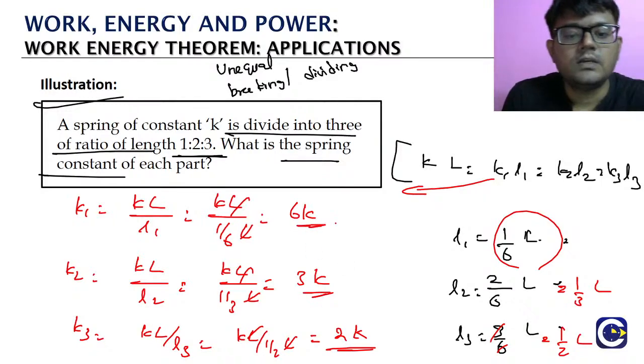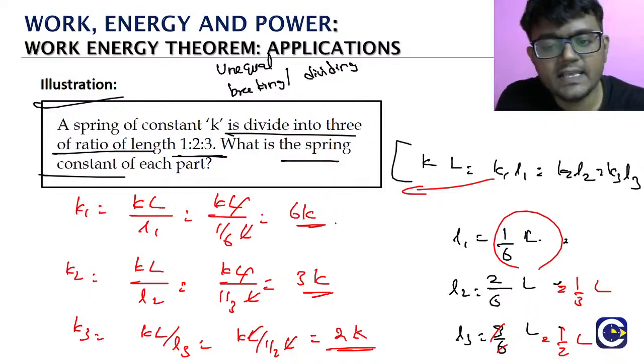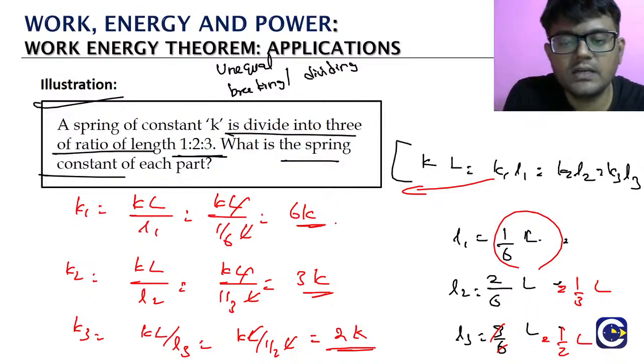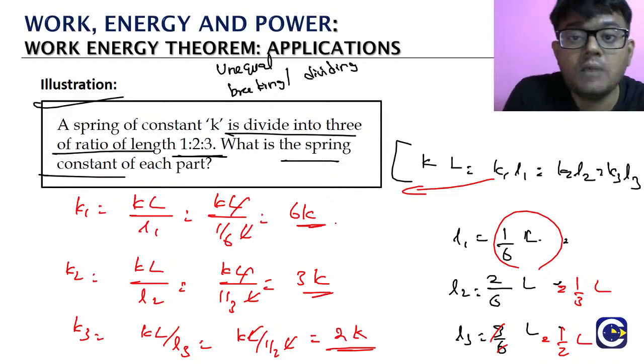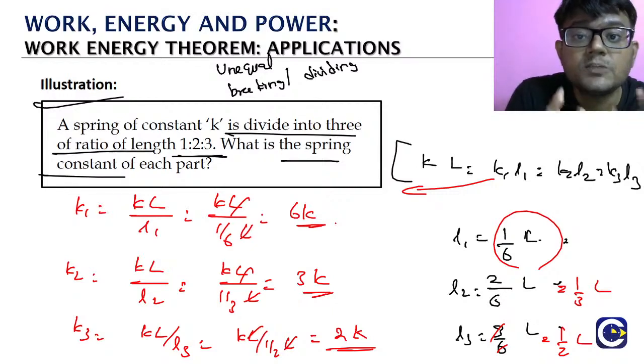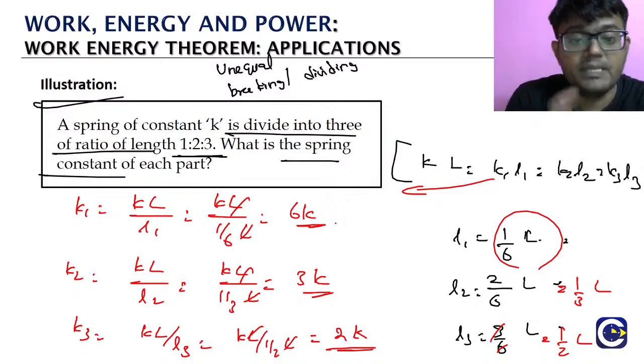So the spring constant of each of the parts is what? 6k is for part 1. அதுக்கப்புறம் 3k is for part 2. அதுக்கப்புறம் 2k is for part 3. So this is how we will solve the problems where we need to find the spring constant when you divide an original spring into unequal parts. Unequal parts நம்ம divide பண்ணா இப்படி தான் நம்ம approach பண்ணணும்.